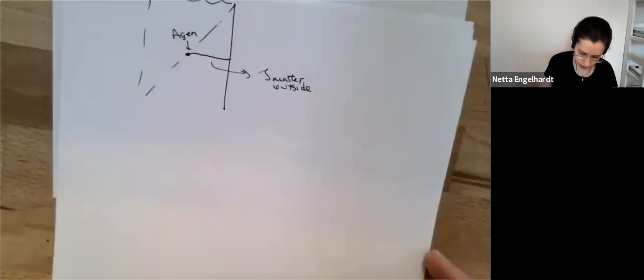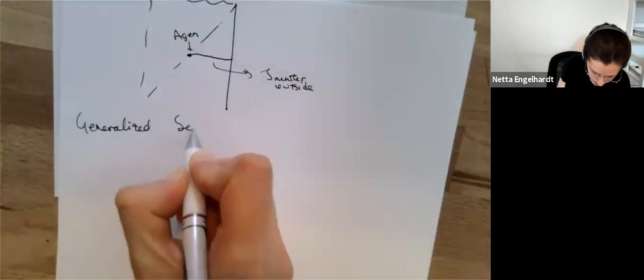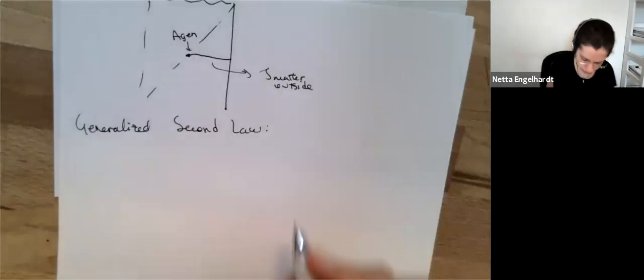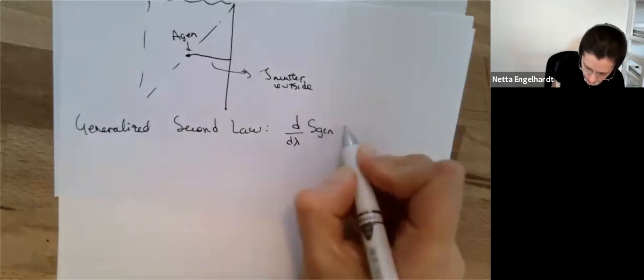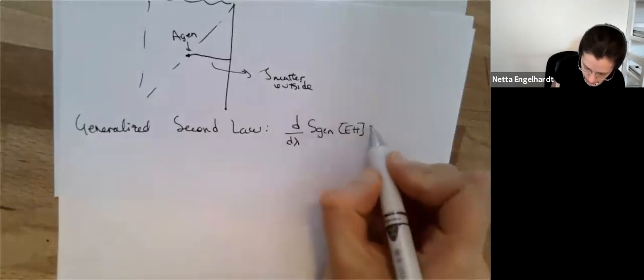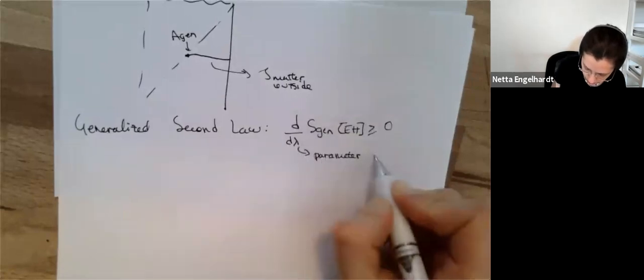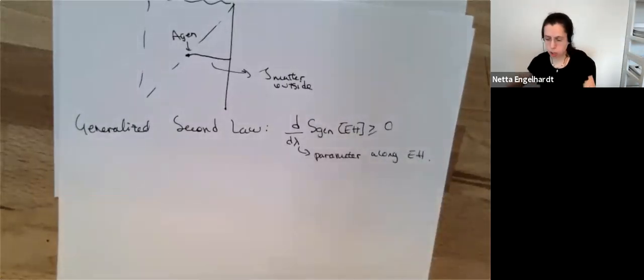So the generalized second law is the hypothesis that d/dλ of the generalized entropy of an event horizon is greater than or equal to 0, where λ is a parameter along the event horizon. And this is what we typically use instead of the null energy condition in cases when it's violated due to quantum fields.